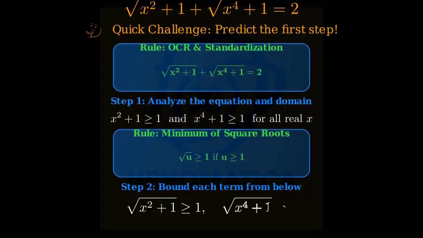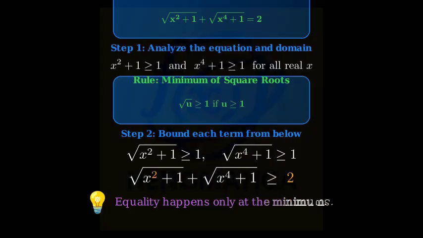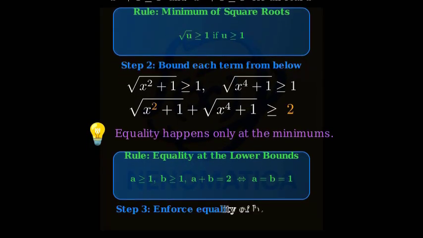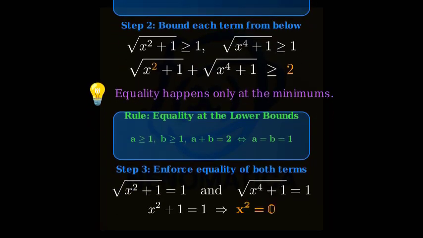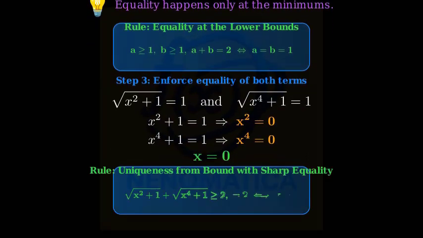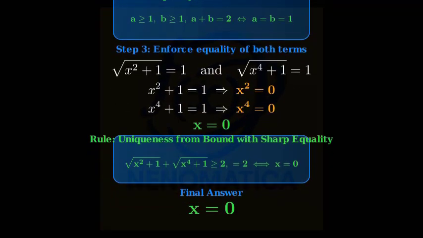Therefore, each term is at least 1, so the sum is at least 2. Step 3. Handle the equality condition. A sum of two numbers that are each at least 1 equals 2 if, and only if, both are exactly 1. So we set the first root equal to 1, and the second root equal to 1, and solve. Step 4. Conclude uniqueness. Since the left side is at least 2 for all x, and equals 2 only when x equals 0, the equation has exactly one solution.